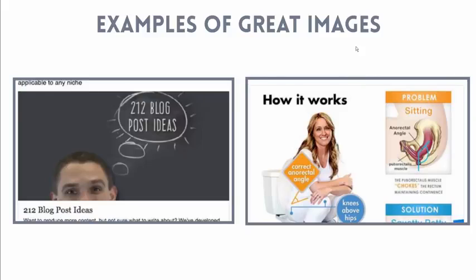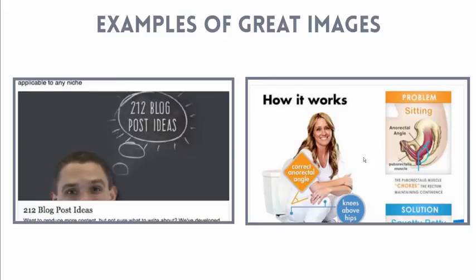So here are some examples of great images. Here I have Ryan Deiss from Digital Marketer. Here's an image of his face, and it's basically kind of like a blackboard, and he has 212 blog post ideas. So one thing interesting about this image is that it piques your curiosity. It's half a guy's head, he's looking at you, and then it's very amateurish looking, right? This looks like a cutout of his face, so it grabs your attention.